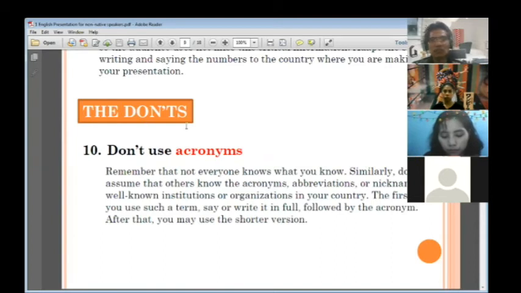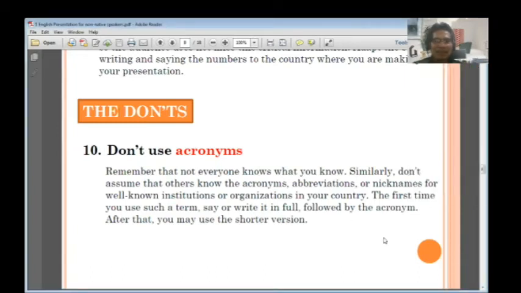Now the don'ts. Sekarang yang tidak boleh dilakukan during the presentation. Ya. Don't use acronyms. What is meant by acronym here? Don't assume that others know acronyms. Acronym, singkatan-singkatan itu ya, abbreviation, nickname, dan lain sebagainya.